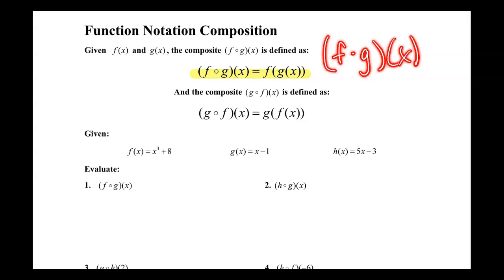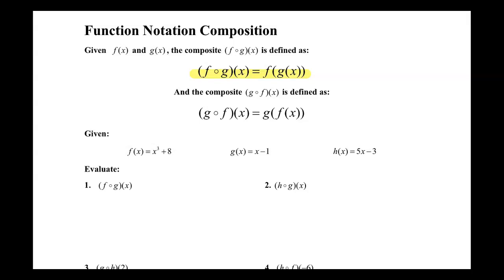In your video notes from last night, you should have seen that that little dot, notice that that dot is not an open circle, represents multiplication. That's when you're actually multiplying the two functions of x. With function composition, you're doing something a little different. You're actually going to plug one function into another.